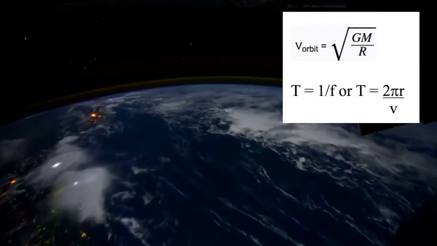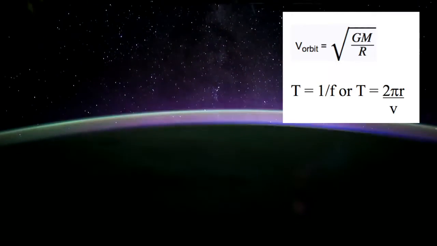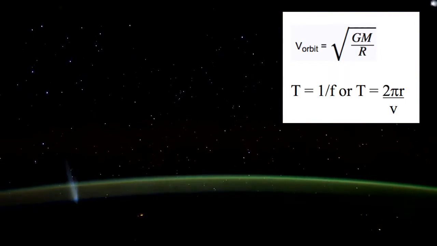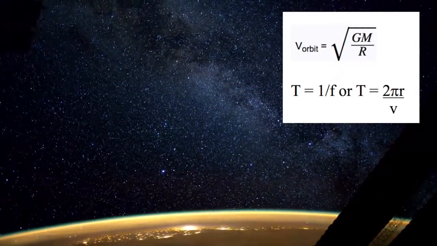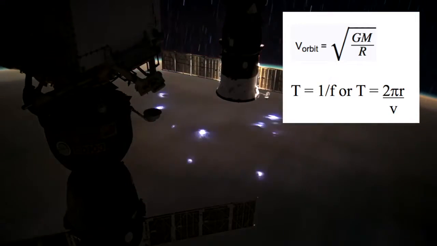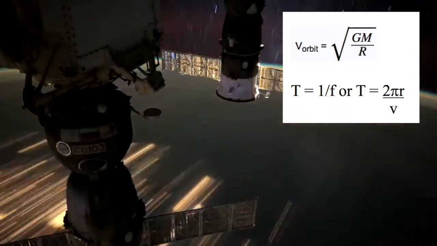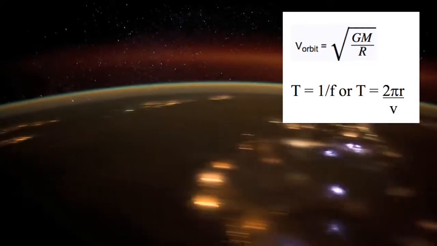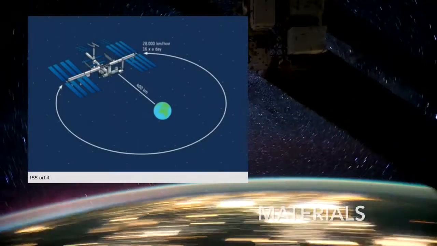For this reason, it is important to calculate and maintain a specific velocity and period. The formulae needed to calculate the necessary velocity and period are shown here. Where v is the velocity of the orbit, G is the gravitational constant, M is the mass of the satellite, r is the radius of the circular orbit from the center of the Earth, T is the period of the orbit, and f is the frequency of the orbit. The only tool needed is a calculator.